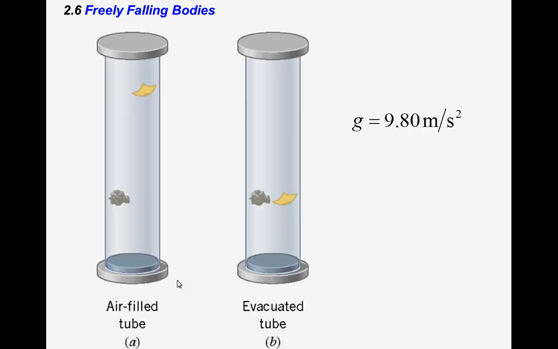All right, so I don't know if you've seen this at the Museum of Science. They have an example where they lift up a feather and a rock, and then you can either evacuate the tube, pump out all the air, or leave the air in there, and you discover that in the absence of air resistance, they fall at the same rate. So mass is not a factor in the acceleration due to gravity. What will matter is the air resistance.